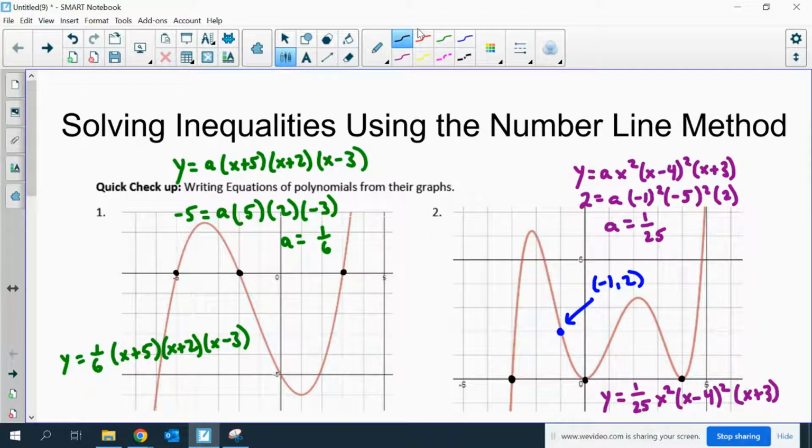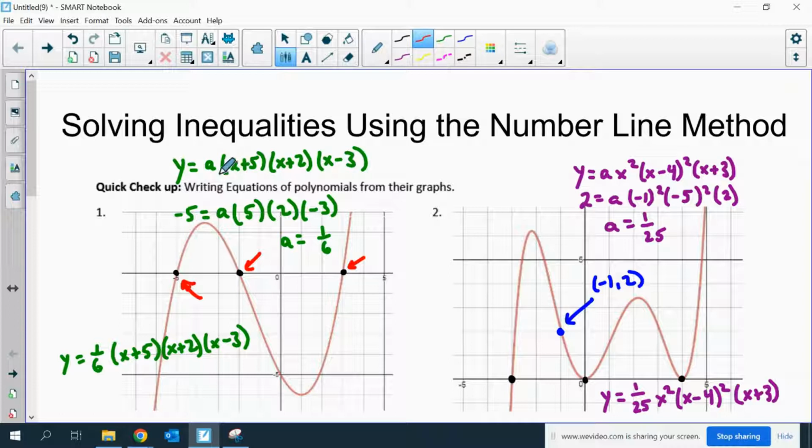This video is about solving inequalities using the number line method. First, let's remember how to actually write the equations of polynomials. It's pretty easy to write the equation of a polynomial if you find the zeros of the polynomial. So in the case of number 1, the zeros are -5, -2, and +3.